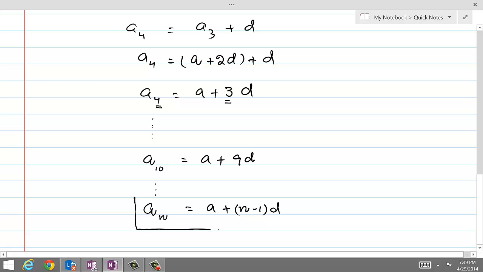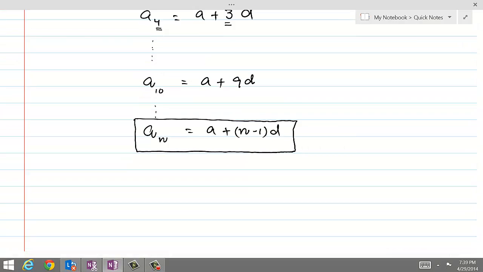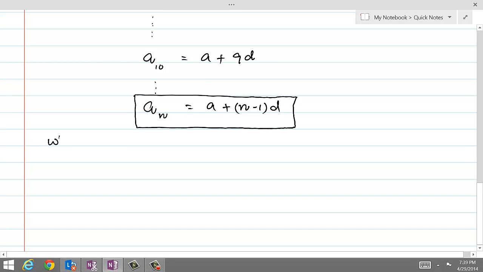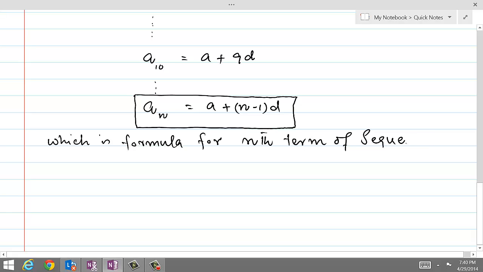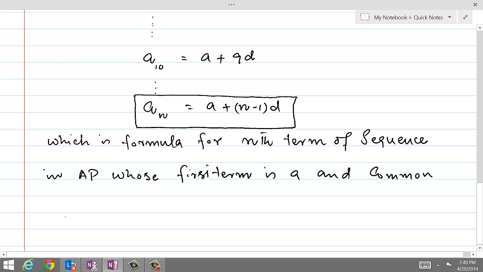This is the formula for the nth term of the sequence in AP, whose first term is A and whose common difference is D.